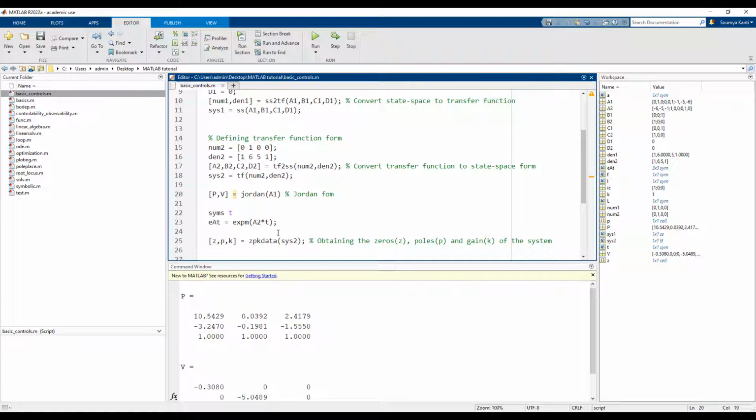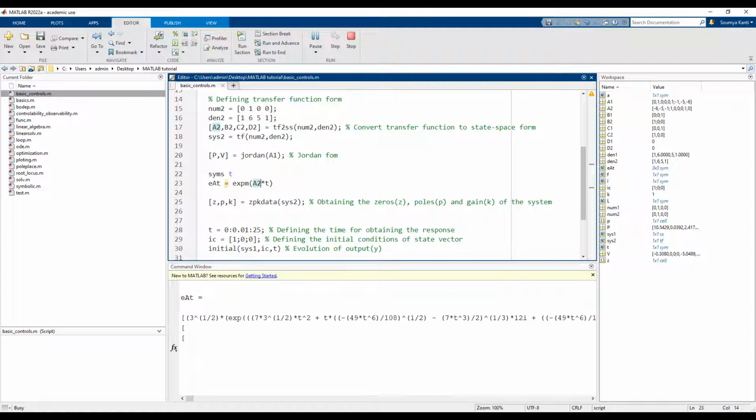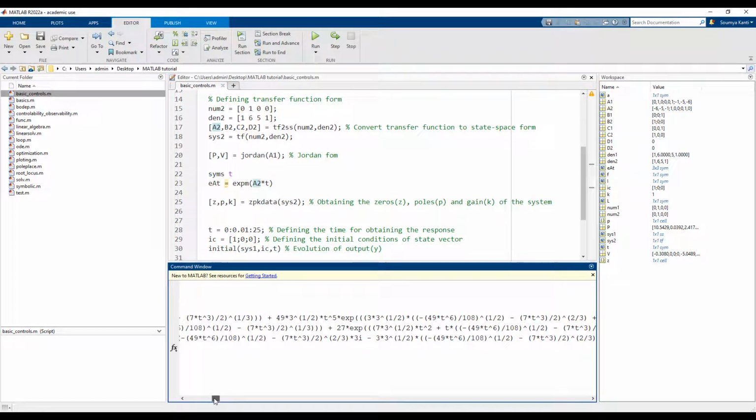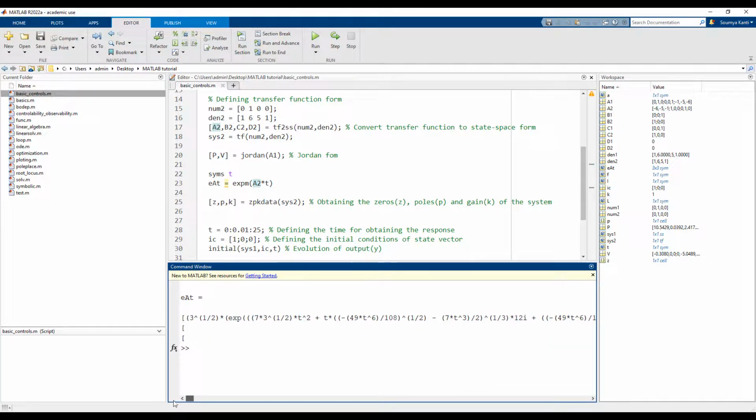Suppose another important thing is you want to find out the exponential of A. Sometimes you need to compute e to the power At, right? So what you do is, this is the way to get the exponential of a matrix, expm. Then you do A2, so I'm choosing A2 times t. Now if I run it, you can see EAT, I've defined the variable. So this is the one. You can see this is long in nature, but it can compute the exponential of a matrix.